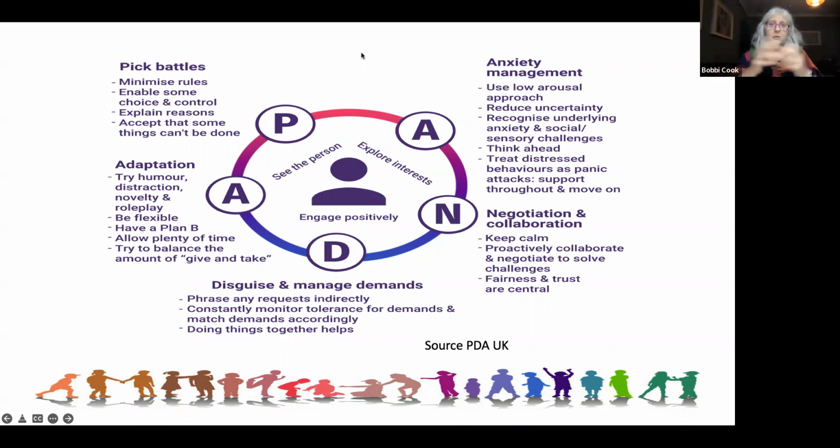The other thing that we do is we use first-then. So first schoolwork, or first writing a page of writing, then you can have your sensory break.